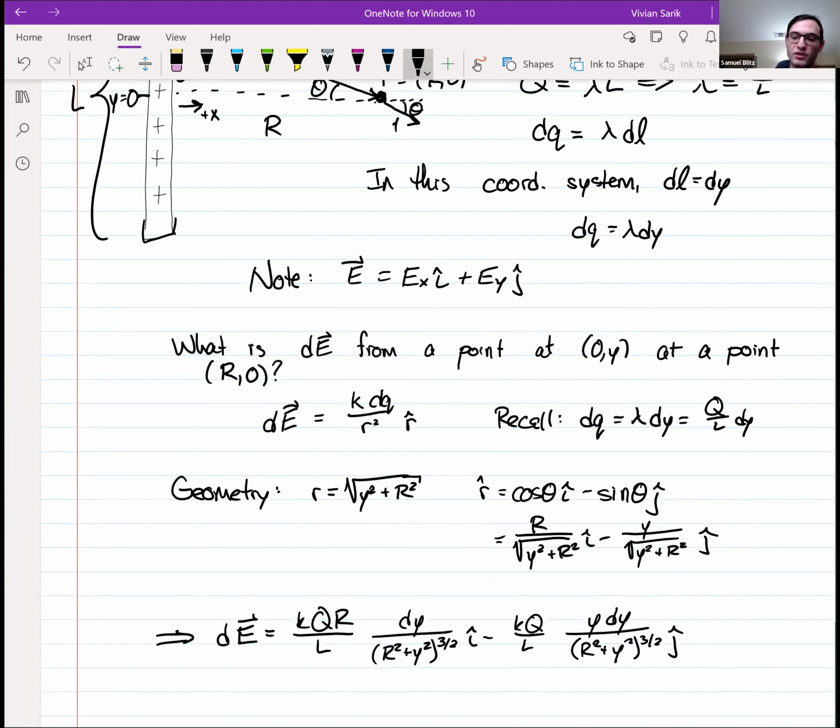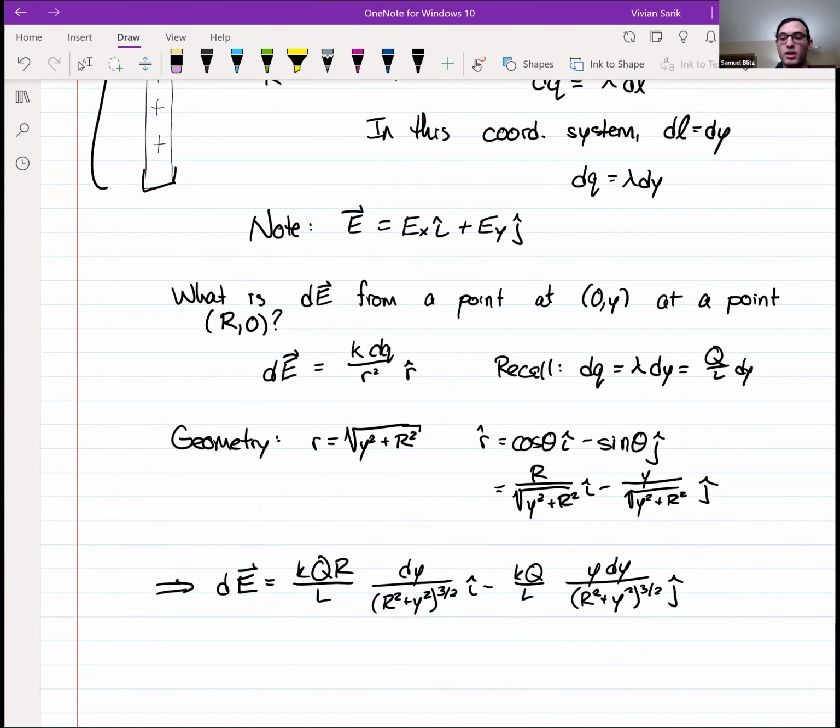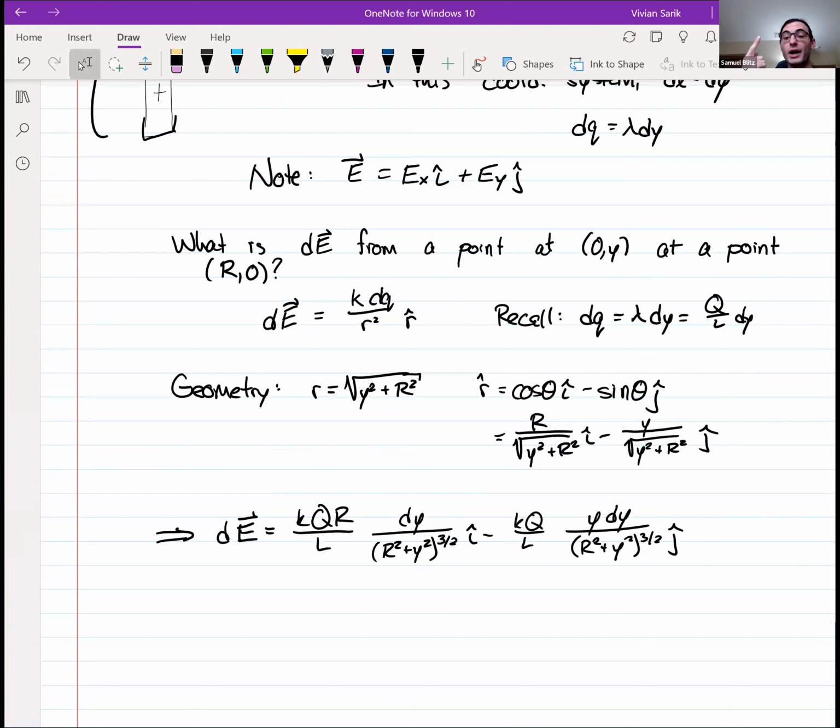So if you look at this first term, you'll see there's a k, there's a q over L that comes from the lambda. There's an R divided by the square root of R squared plus y squared. That comes from the cosine theta. There's a 1 over R squared plus y squared. That comes from the lowercase r squared here. And then there's a dy, which comes from the dq. So all I've done is I've combined all of these terms into something that's only in terms of either A, our coordinates, this is y and it's infinitesimal, or B, constants that we know, capital R, Q, L, K.